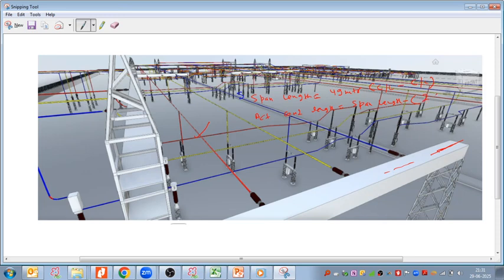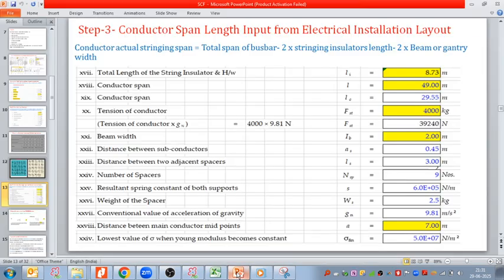So 2 into 1 by 2 of beam width, minus this insulator on both sides, 2 into insulator length. Right, this insulator length I have to subtract from this side and the opposite side also, isn't it? Right, so what would be my actual length?